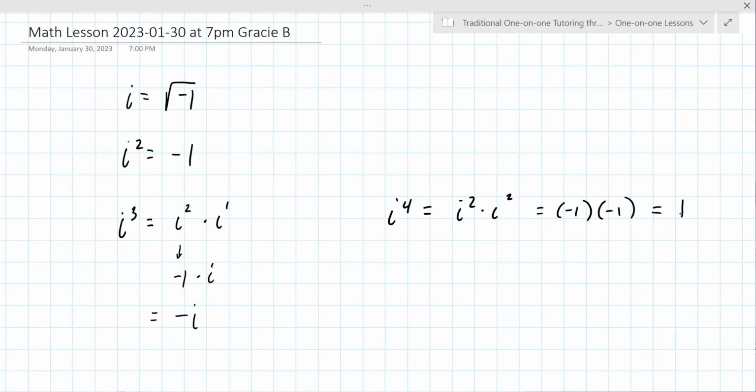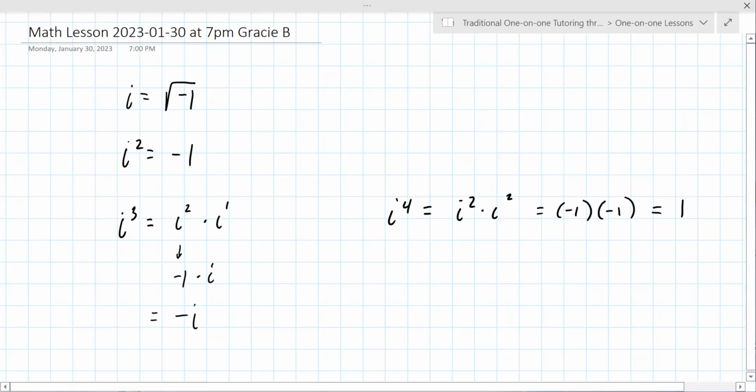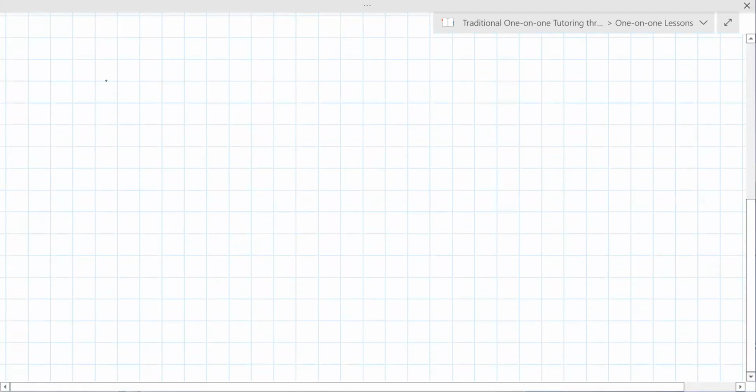All right. So here's the summary. And these are the four things you need to know. I'm going to just summarize them right here. i is the square root of -1. You know that. i squared is -1. i cubed is -i. And then i to the fourth is +1.